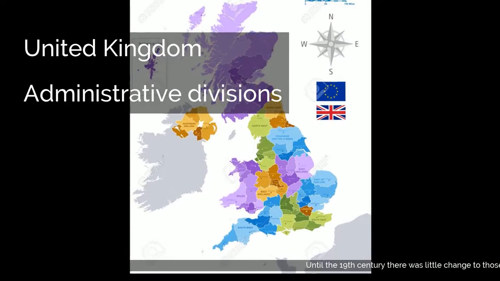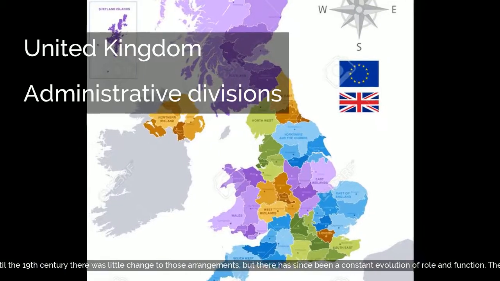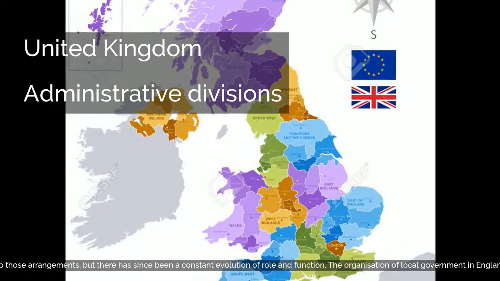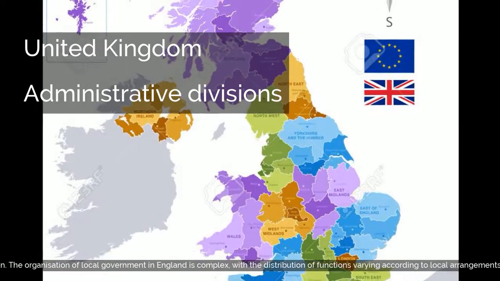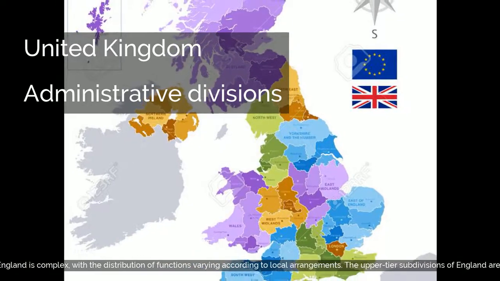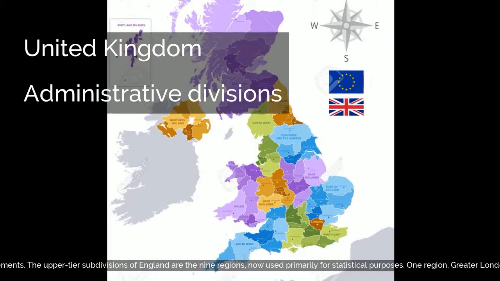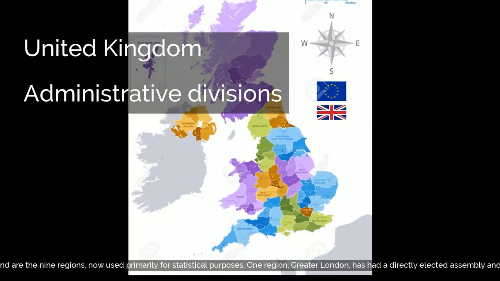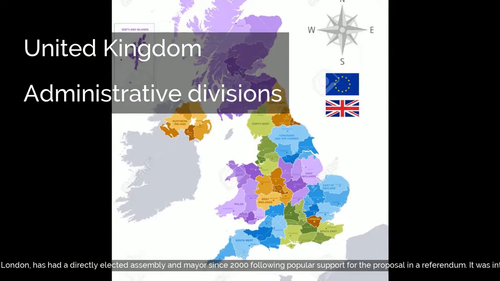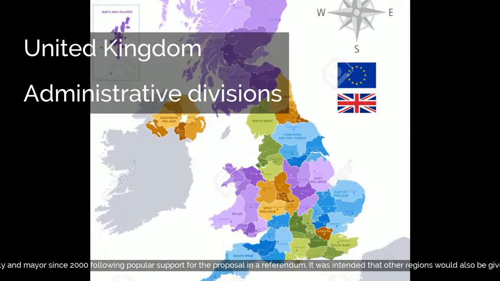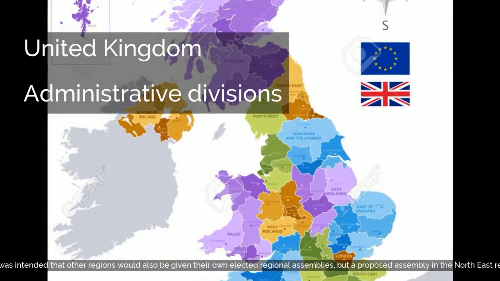Until the 19th century there was little change to those arrangements, but there has since been a constant evolution of role and function. The organization of local government in England is complex, with the distribution of functions varying according to local arrangements. The upper-tier subdivisions of England are the 9 regions, now used primarily for statistical purposes. One region, Greater London, has had a directly elected assembly and mayor since 2000 following popular support for the proposal in a referendum. It was intended that other regions would also be given their own elected regional assemblies, but a proposed assembly in the Northeast region was rejected by a referendum in 2004.